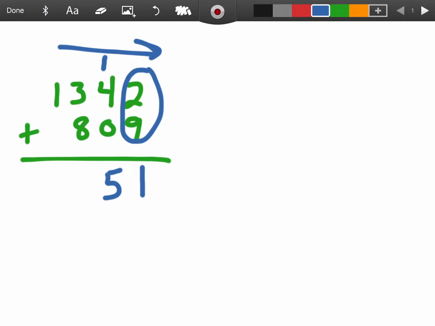So now I'm going to move to the hundreds place. 3 plus 8 is 11. Again, I'm going to bring the 1 over into the next place to the left. And then 1 plus 0, because there's nothing here, plus the 1 that we carried over is just 2. Now I'm going to put my commas in, 2,151.